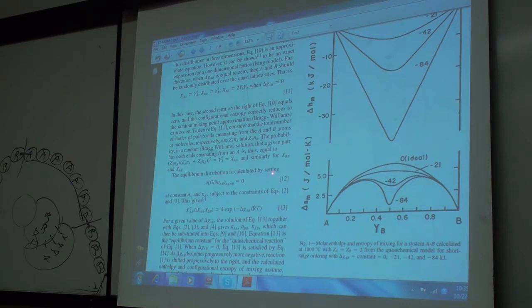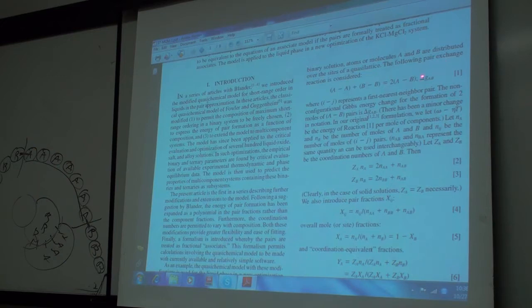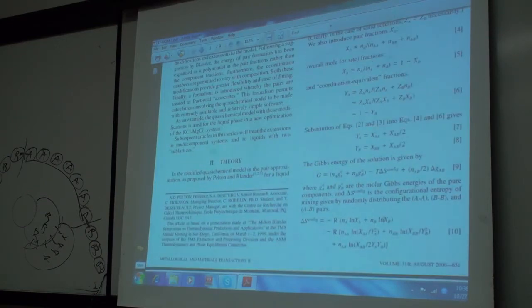The equilibrium distribution is then calculated by setting dG/dNAB equals 0 at constant overall composition, taking into account the mass balances. And that then gives you the equilibrium constant, which is the ratio of pair fractions, exactly as we had before. This delta GAB, of course, now can be a function of temperature as well. If delta GAB is a function of temperature, then it represents the enthalpy. Delta GAB is then the enthalpy for this reaction minus T times the non-configurational entropy for that reaction. This is the other entropy, the configurational entropy term.